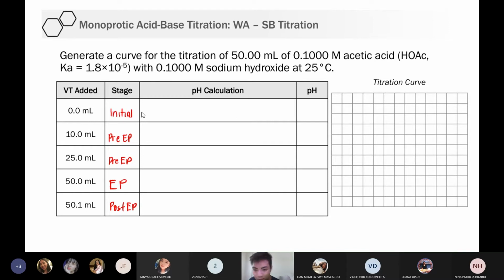Okay. Initial. So, since this is a weak acid, the concentration of H plus is the square root of Ka times Ca. So, plug in natin yung Ka and Ca. So, that's 0.1 molar times 1.8 times 10 raised to negative 5. Plug in, no? Kunin nyo na yung pH, no?